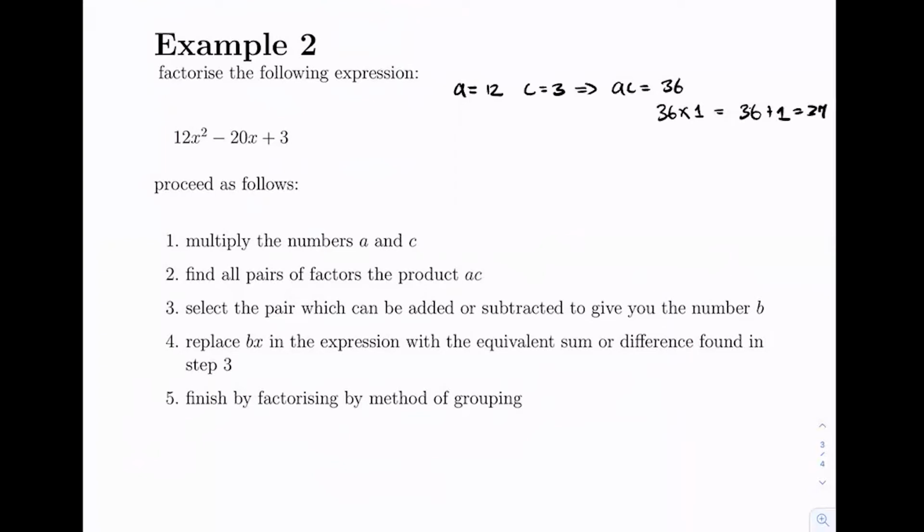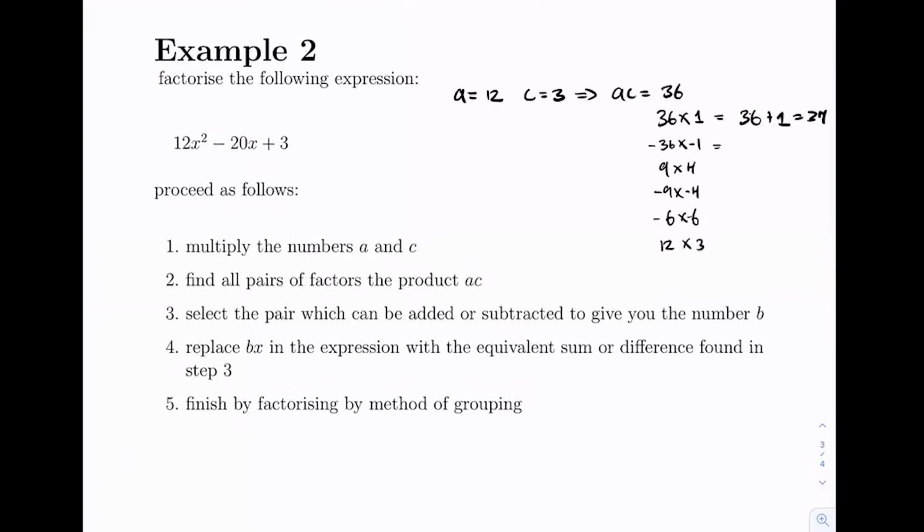So therefore, that's not it. We can further factorize it as negative 36 times negative 1, which is not what we're looking for either, right? And we can say that it's 9 times 4, or negative 9 times negative 4, or 6 times 6, or 12 times 3, or we can use 18 times 2, or negative 18 times negative 2. In this case, we see that we're looking for negative 18 plus negative 2, which is equal to negative 20.